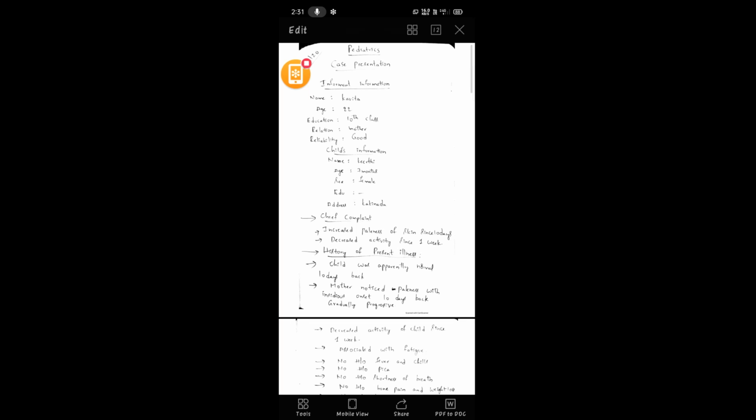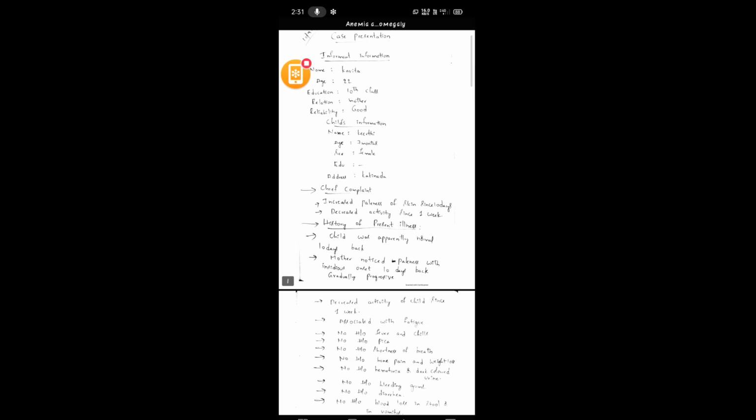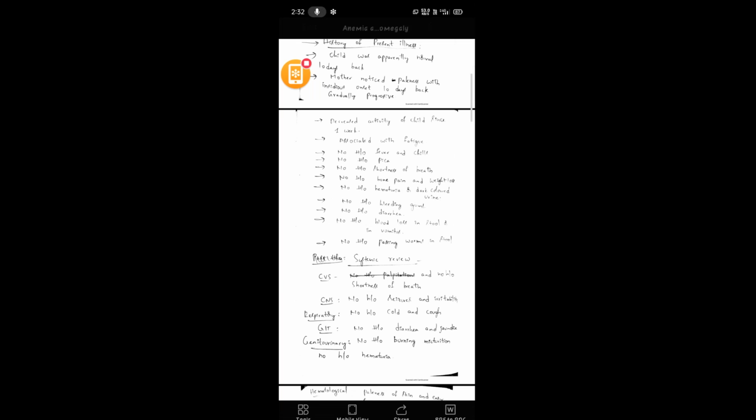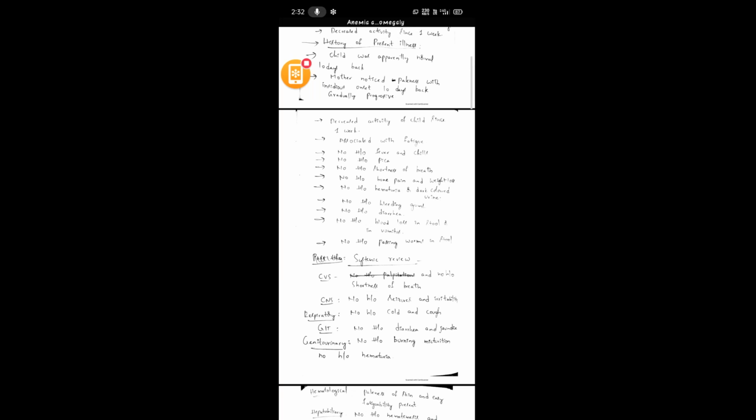Just hold on. You are telling the age is 7 months. Yes, sir. Can you ask history of pica in a 7-month child? Child does not have a choice, no? A 7-month baby is dependent on the mother for feed. So unless the mother feeds pica-like things, history of pica will not be positive, isn't it? So you don't ask at that age. Yes, sir. Okay.